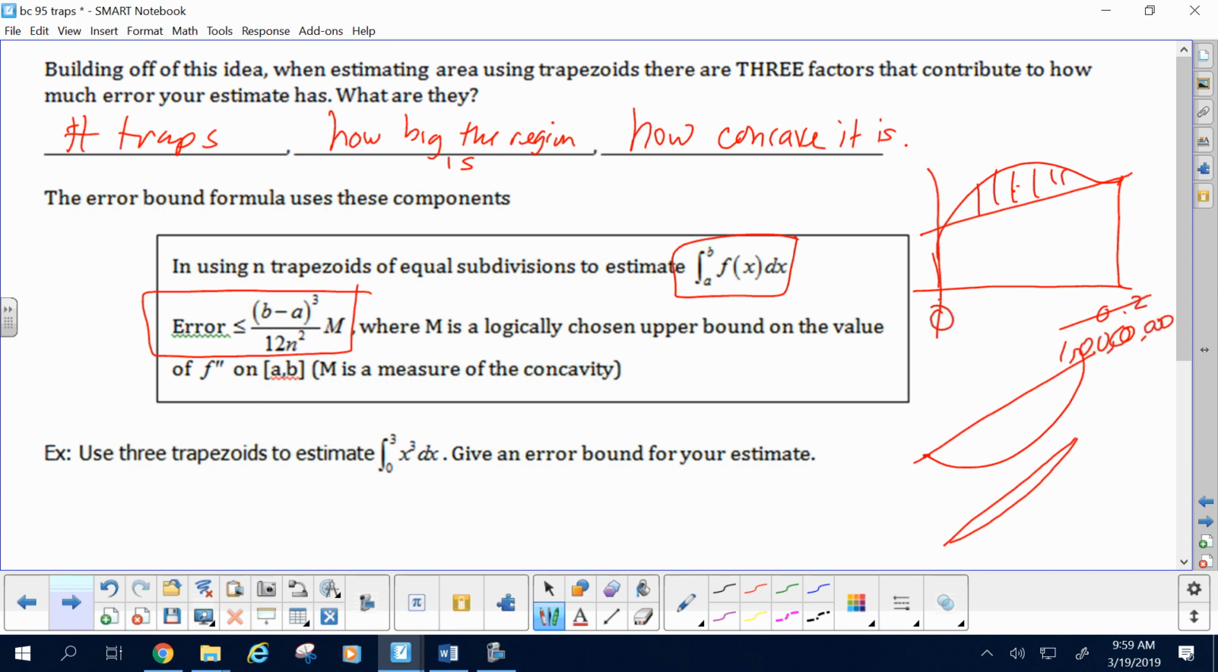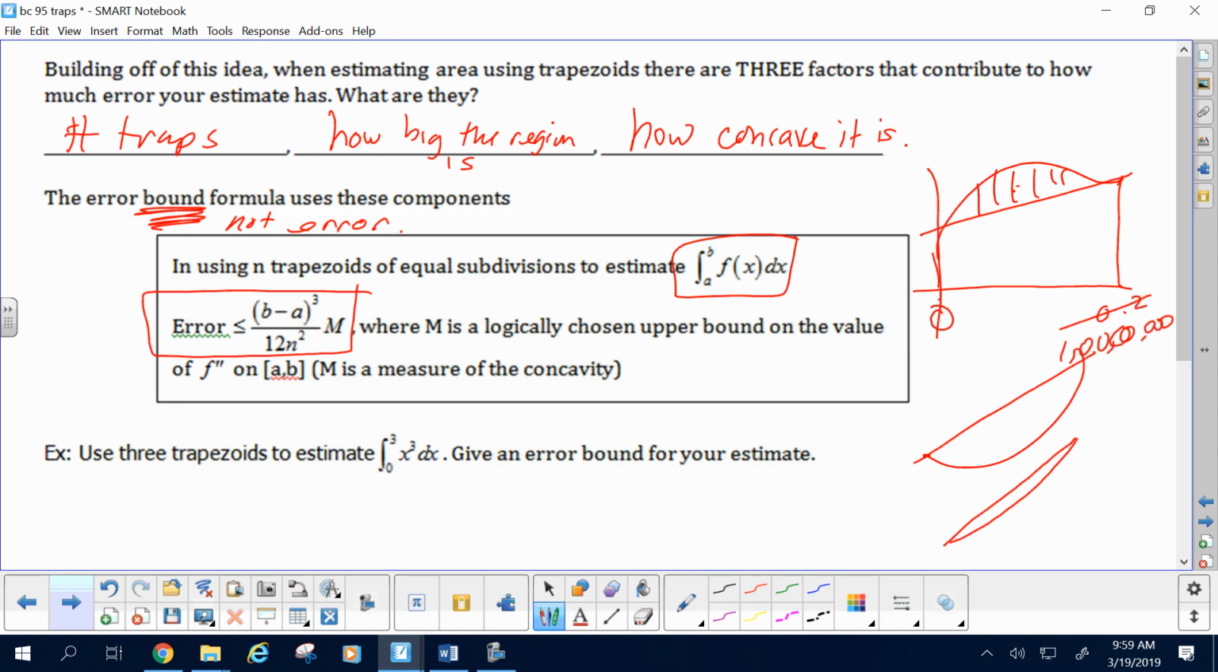You're not finding the error. You don't know the error. You know the error is less than, has to be at most this, okay? It's an error bound, not the error. It's a bound for the error. The error is not more than this, okay? Now, the error is bounded by three concepts here, all right?